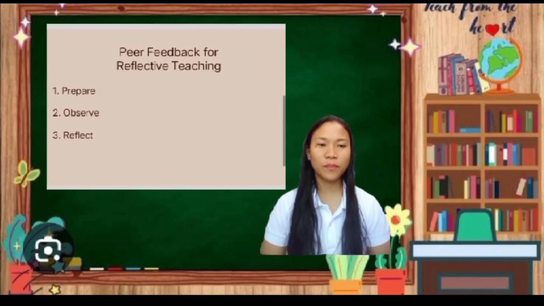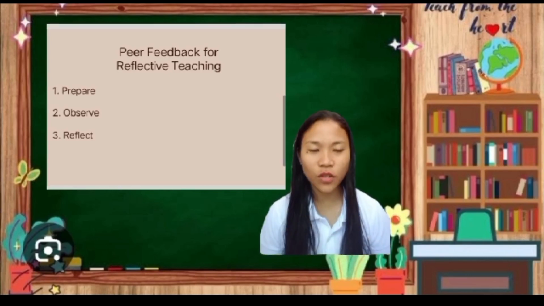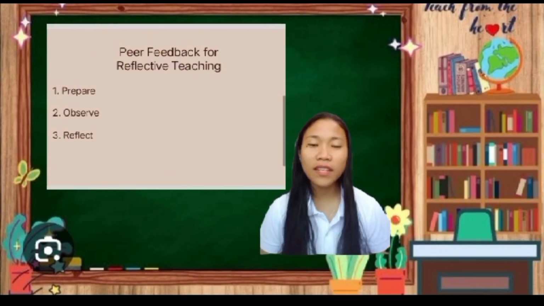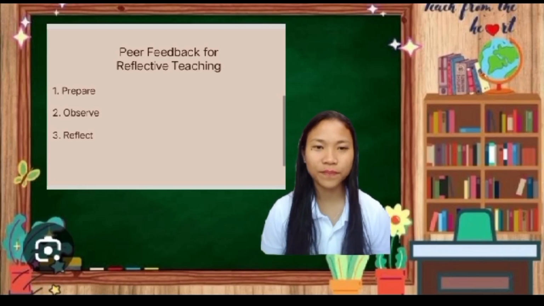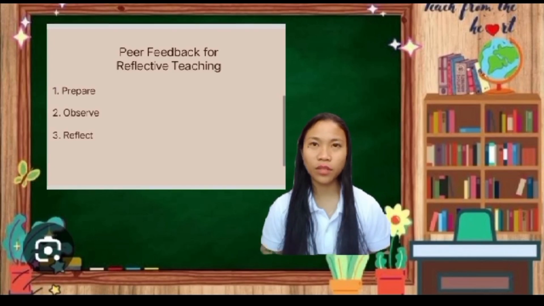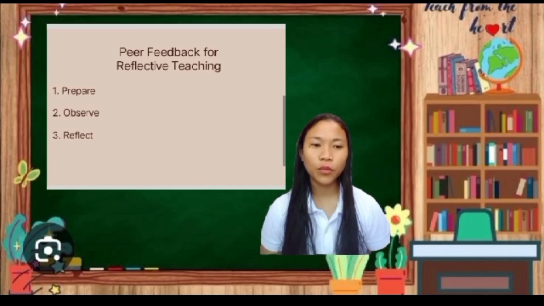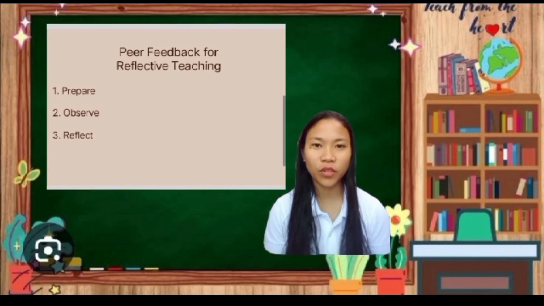So let's proceed to peer feedback for reflective teaching. The first one is prepare. Before engaging in peer feedback, teachers should prepare by setting clear goals and expectations for the observation, such as classroom management, instructional strategies, or students' engagement methods. The second one is observe. During the observation, the peer observer attentively watches the teacher's instruction, taking notes on various aspects of teaching practices.